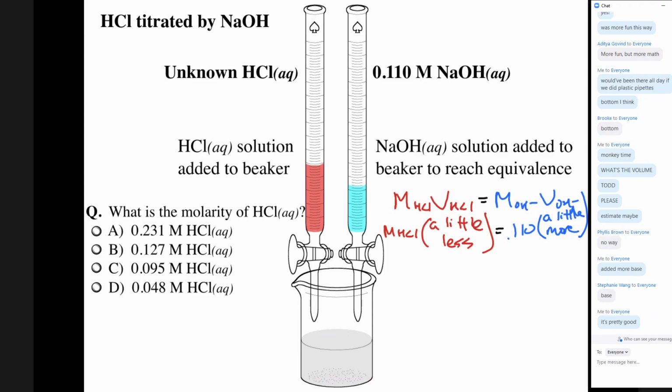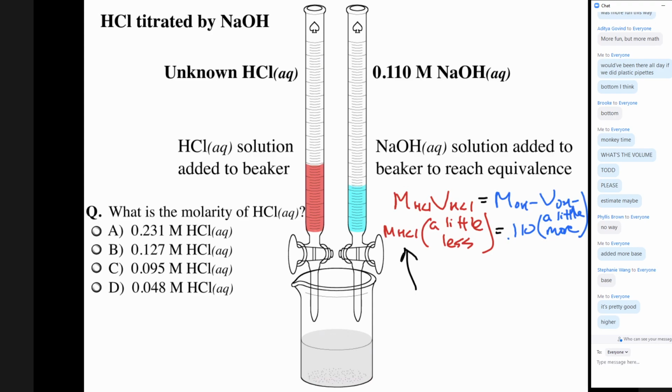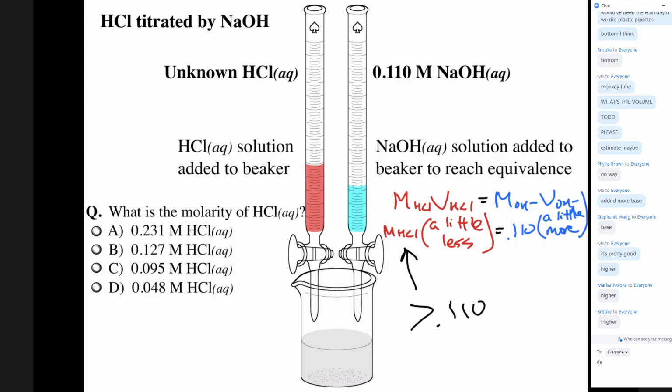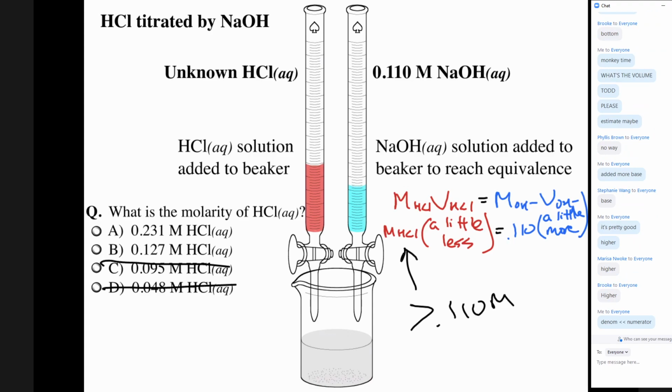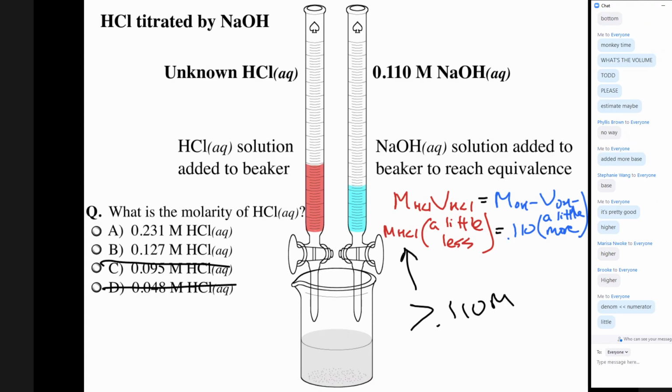But how many would agree, 0.110, that was a given. This one I'm solving for. And this number is a little bit smaller than this number. So what can you tell me about that number right there then? Is it higher or lower than 0.110? It has to be greater than 0.110 molar. So I know that by a lot or a little. How many are okay with that?